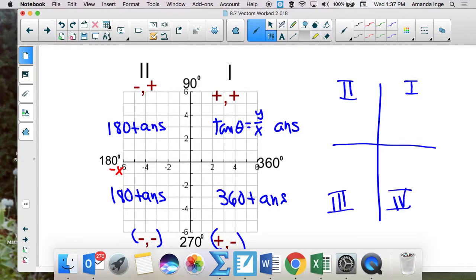So I've labeled this quadrant 1, 2, 3, and 4 at the bottom. Okay.